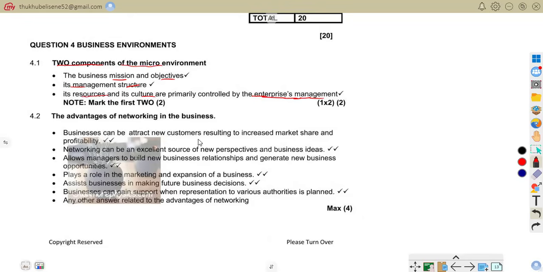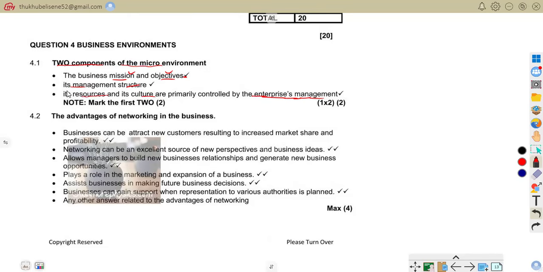So we know when you're talking about the business mission as well as objectives, we know that this defines the purpose of the business and what it wants to achieve in the short as well as long term. For example, we can say a mission to provide affordable products to local communities. That is a mission. An objective, you can say an objective to increase sales by 15% within 1 year. Those are our practical examples.